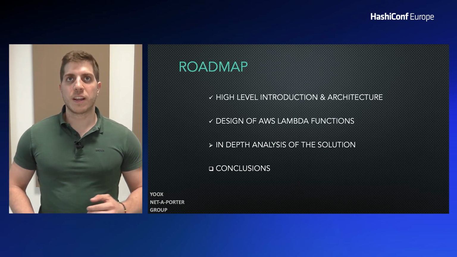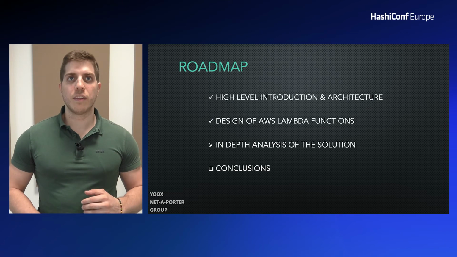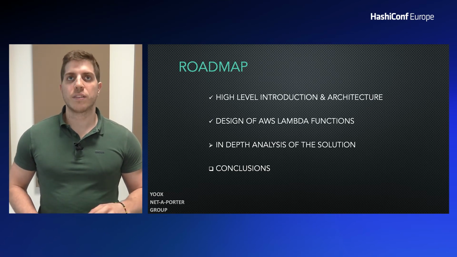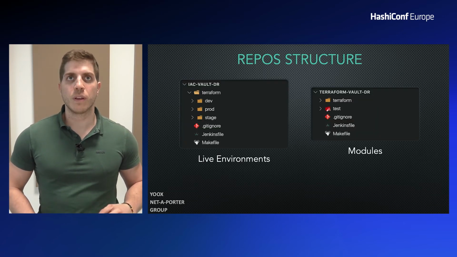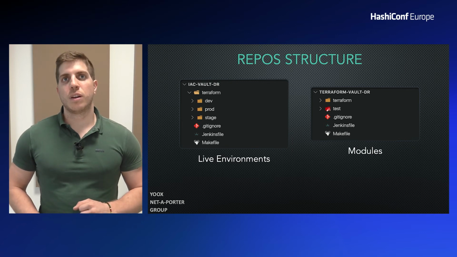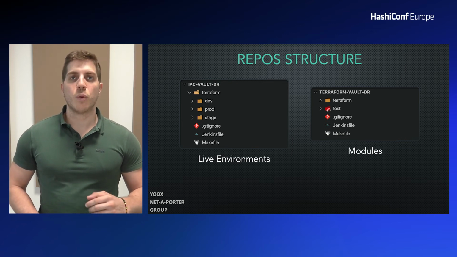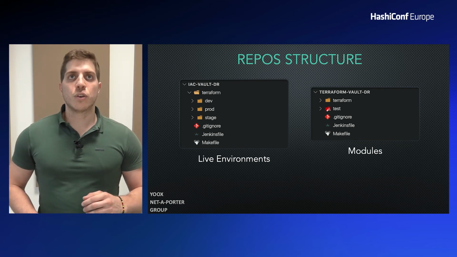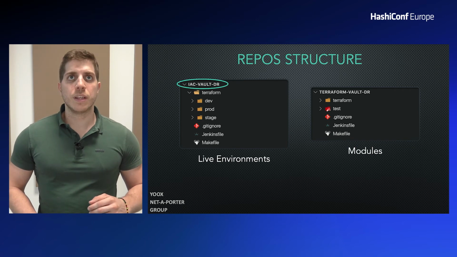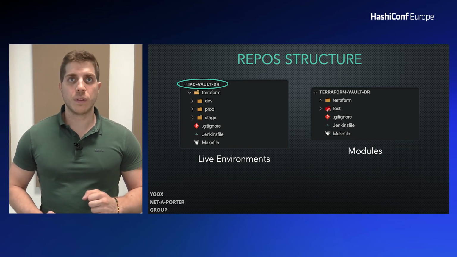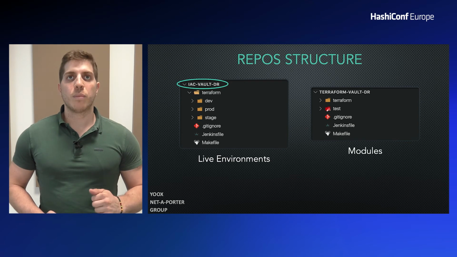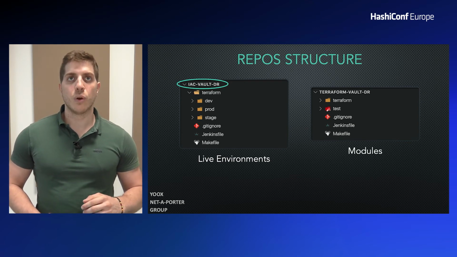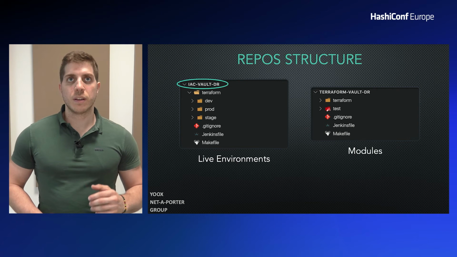So now that we have analyzed the lambda functions from a higher level, we can go into more details, and so we can analyze the repos that we developed for our solution. So we have two repos, one with the live environments and one with the modules. So the first one is the IAC Vault-dr, and this is the repo containing the live environments. So what is deployed will be in there.